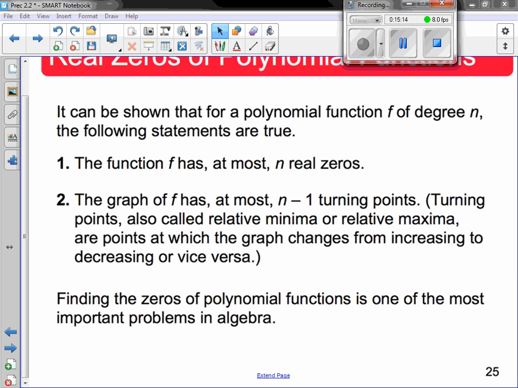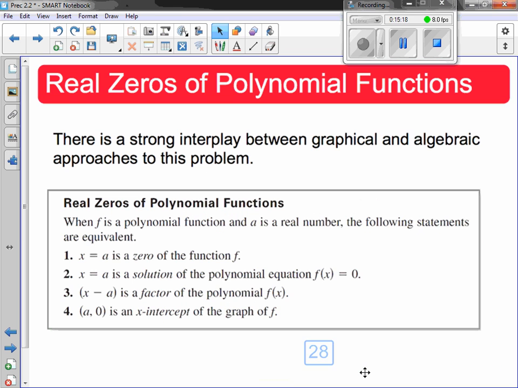And vice versa. Finding the zeros of a polynomial function is one of the most important problems in algebra. It's just finding them. x equals a is a zero of the function. x equals a is a solution. Same thing. x minus a is a factor of the polynomial. Well, we can use that to find the solution. That's another way to say it. Finding the factors, or x-intercepts. These are all the same thing. We're talking about the same thing, just with different meanings or different ways.